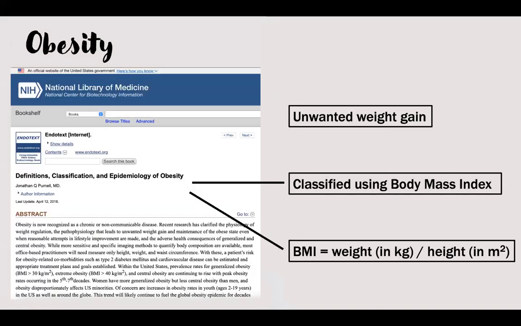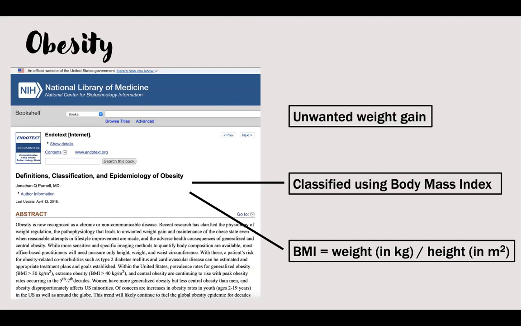According to this article, Definitions, Classification, and Epidemiology of Obesity by Jonathan Pernell, who is a professor of medicine in the Oregon Health and Science University Knight Cardiovascular Institute and the Division of Endocrinology, obesity is unwanted weight gain and can be classified using BMI. BMI stands for Body Mass Index and takes into account your weight in kilograms and your height in meters. It also usually considers your age, sex, and sometimes race.